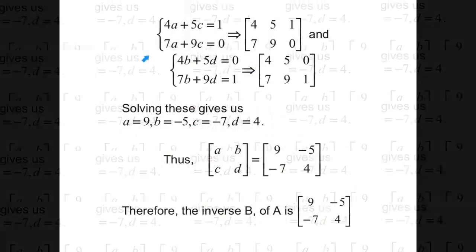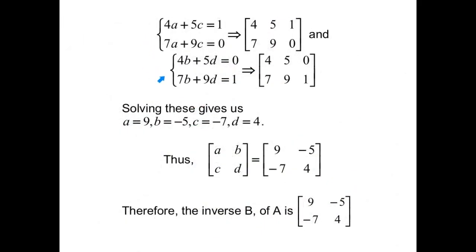So here are my two systems, and I've taken each of the systems and I've written them as augmented matrices, and I've solved them to get a equals 9, b equals -5, c equals -7, and d equals 4. That means our mystery matrix is actually 9, -5, -7, 4, and that is A inverse.